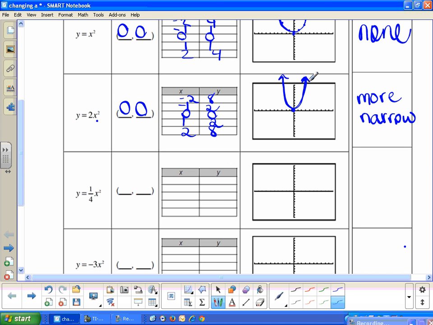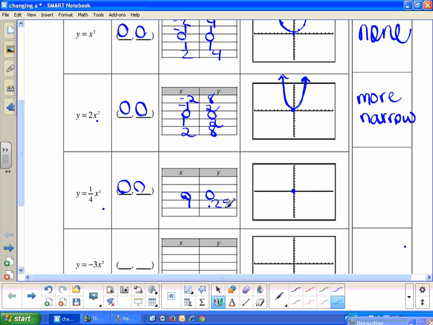Okay, so what about 1/4 x squared? Do you think it's going to change where you start? No, because we still aren't adding or subtracting anything. This is still going to be 0, 0. But before we look at the graph, let's think about it. If you have 1, 1 squared is 1. What's 1 times 1/4? 1/4, 0.25. Okay, you can do either one, 0.25 or 1/4.